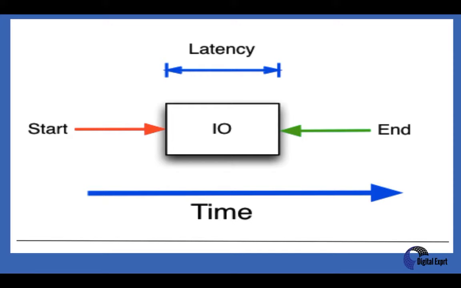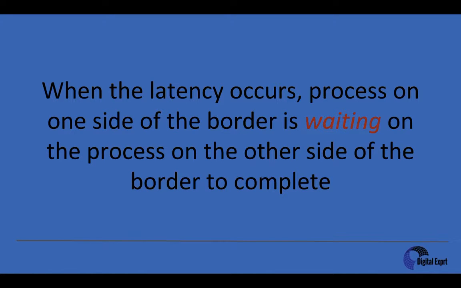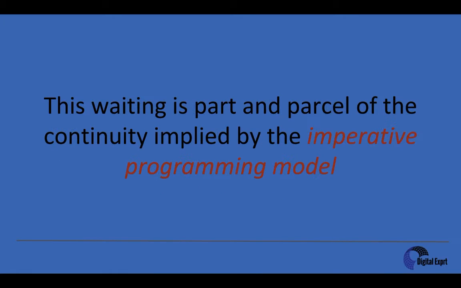When the latency occurs, such as described previously, the process on the other side of the border, in another location, is waiting on the process on this side of the border to complete. So they're kind of in a holding pattern. And this waiting is part and parcel of the continuity that is implied by the imperative programming model, which we described earlier, where waiting is kind of akin to pressing the pause button. So I'm like, okay, you wait here, don't do anything until I tell you that everything's okay, you can proceed.